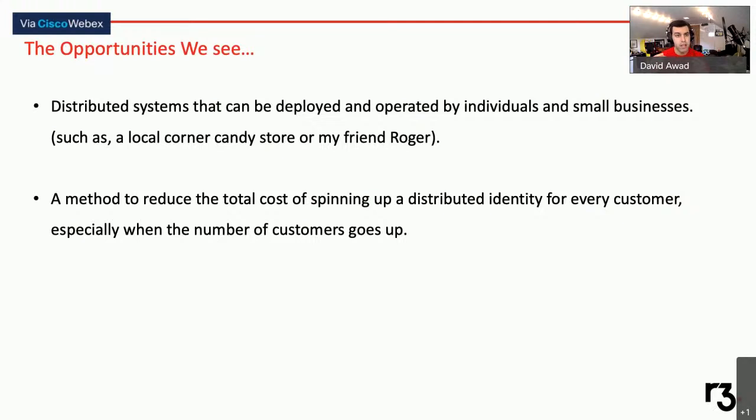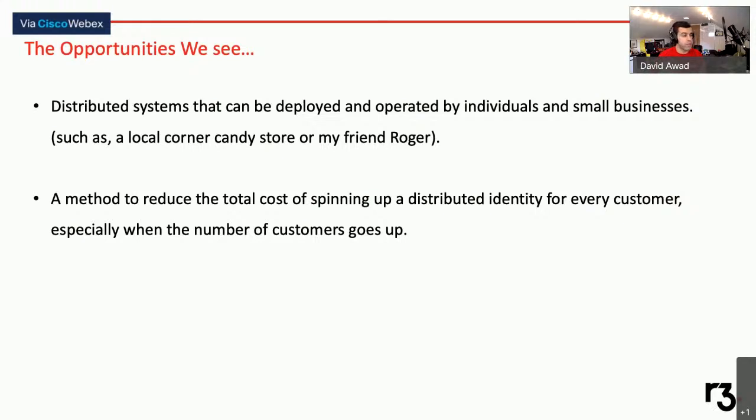But this idea, just to get us started, is that you can have distributed systems that can be deployed and operated by individuals and small businesses, such as a local candy store or our good friend of the DevRel team, Roger, who maybe runs his own Corda node, something like that. You can have multiple entities represented on a single Corda node without having to run separate nodes for each entity you want to have representation for on your Corda node or within your Corda transactions.